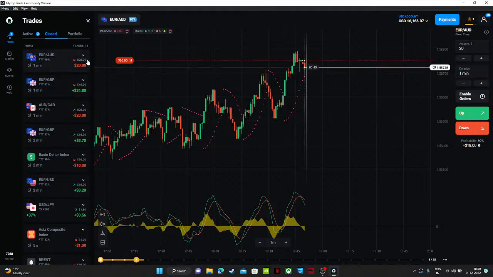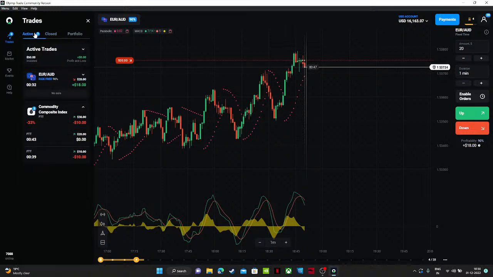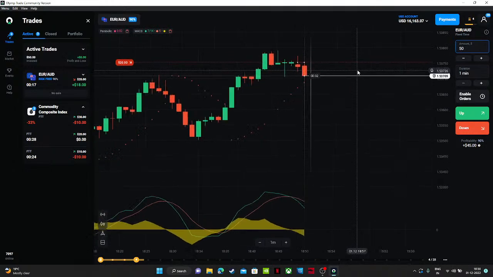So we lost this trade here for 20 USD. This is also not going in our favor. So 20 plus 10, that comes out to be 30. Now, in order to recover the amount of 30, I will open the next trade for 50 USD. This is known as the martingale principle.